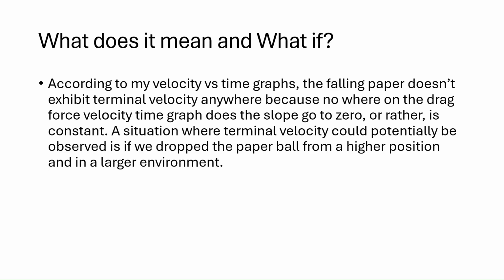According to my velocity versus time graphs, the falling paper doesn't exhibit terminal velocity anywhere, because nowhere on the drag force velocity-time graph does the slope go to zero, or rather, become constant. So a situation where terminal velocity could potentially be observed is if we drop the paper ball from a higher position and in a larger environment.